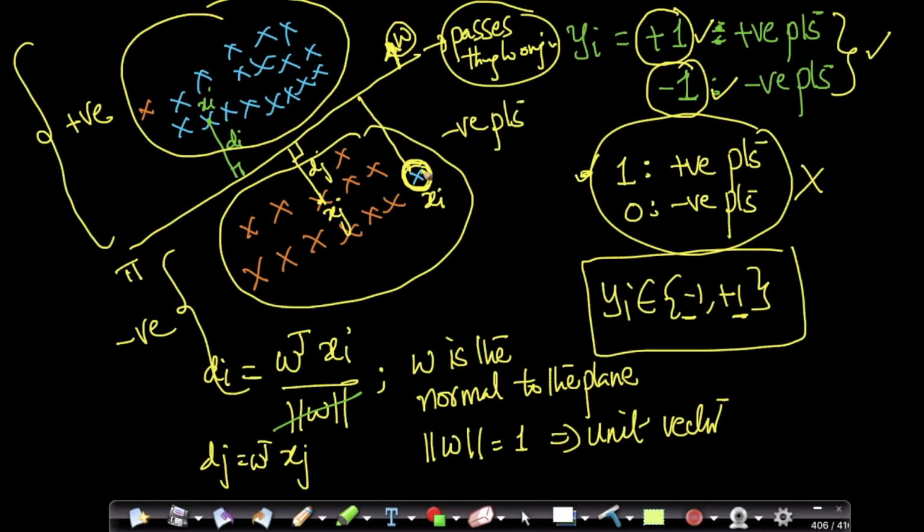This is exactly this point, because its true label is blue, which means actually it is a positive point, but because it lies on this side of the hyperplane, my logistic regression, which is nothing but the hyperplane, is concluding that it's a negative point.